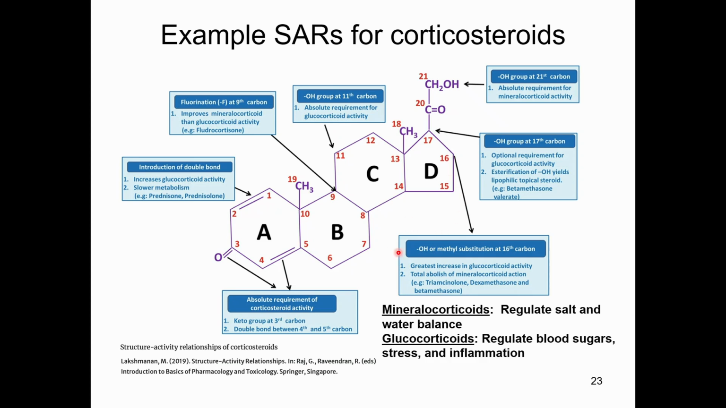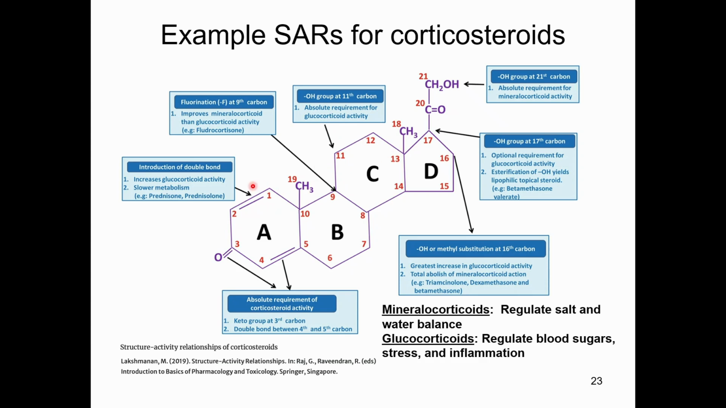So there are two major types of corticosteroids, mineralocorticoids and glucocorticoids. The mineralocorticoids regulate salt and water balance. Glucocorticoids regulate blood sugars, stress, and inflammation. So they do slightly different things. But look at what happens when you do this. A hydroxyl group placed at position 11, that's an absolute requirement for glucocorticoid activity. So if it's a glucocorticoid, you have to have a hydroxyl group here. If it's not present, it's no longer a glucocorticoid.